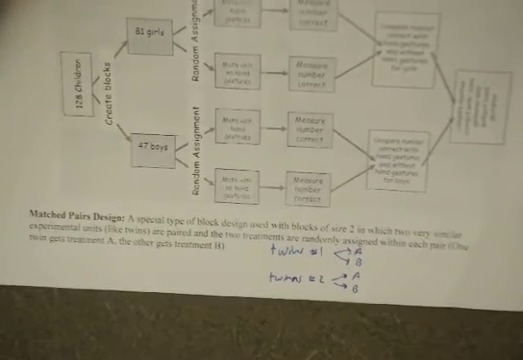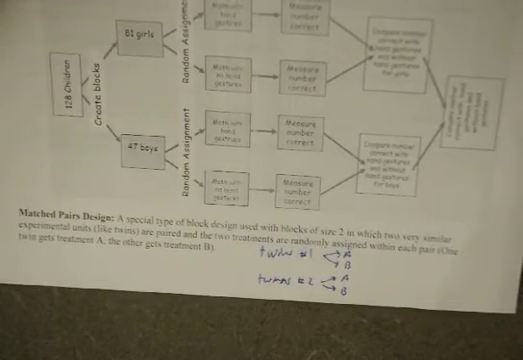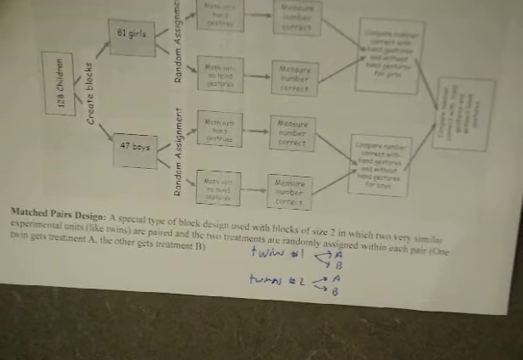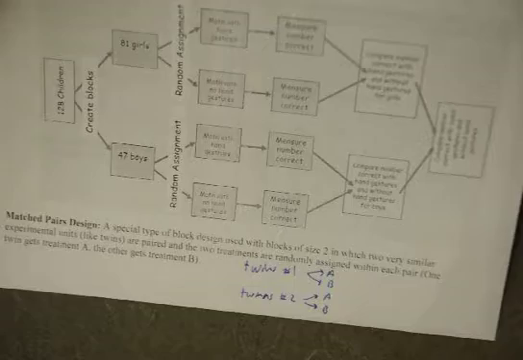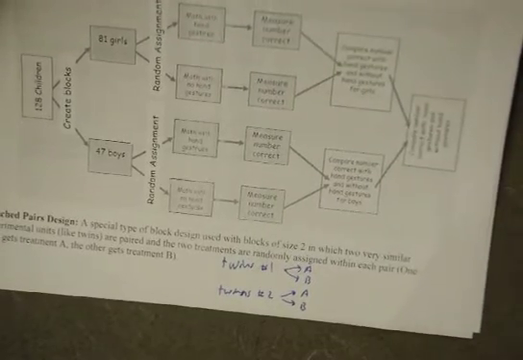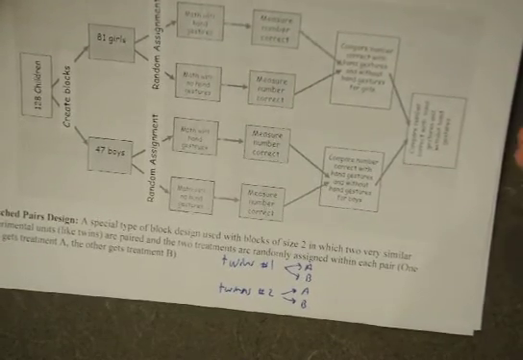A matched pairs design. It's when you block by a very similar trait, like twins. And then you impose treatment A to one twin, treatment B to another twin.